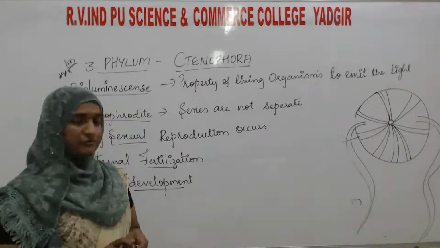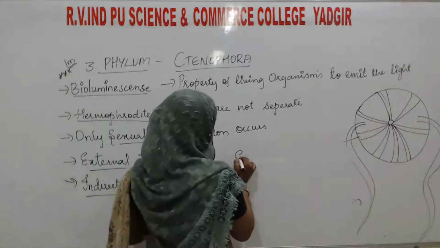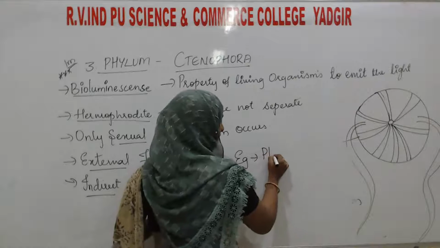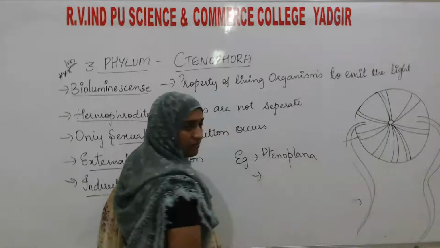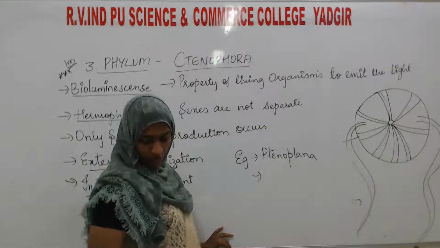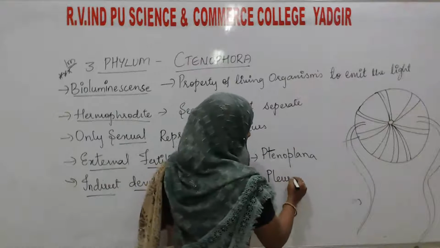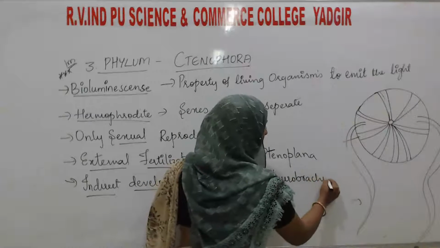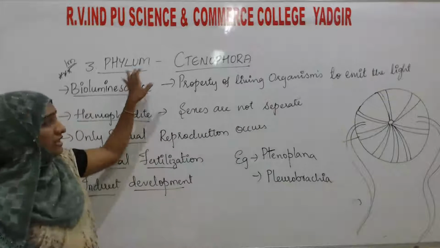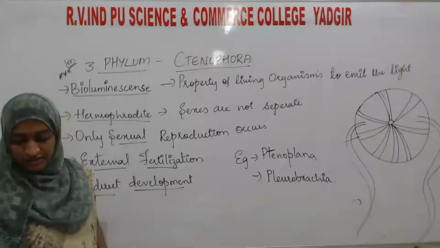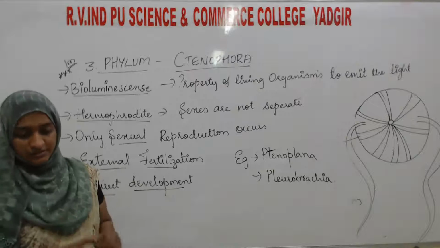Okay. So examples for this are Tenoplana. Examples I will mention here. Tenoplana. And one more example is Pleurobrachia. So all these are about what? About the phylum Ctenophora. Next we will go for the next phylum, that is the phylum Platyhelminthes.